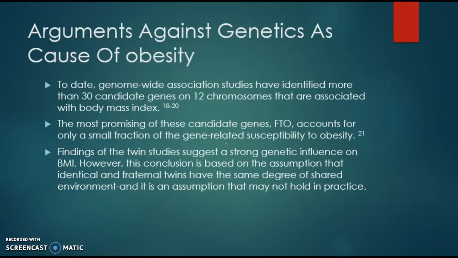Arguments against genetics as a cause of obesity. To date, genome-wide association studies have identified more than 30 candidate genes on 12 chromosomes that are associated with body mass index. The most promising of these candidate genes, FTO, accounts for only a small fraction of the gene-related susceptibility to obesity. Another argument is that findings of the twin study suggest a strong genetic influence on BMI. However, this conclusion is based on the assumption that identical and fraternal twins have the same degree of shared environment, and it is an assumption that may not hold in practice.